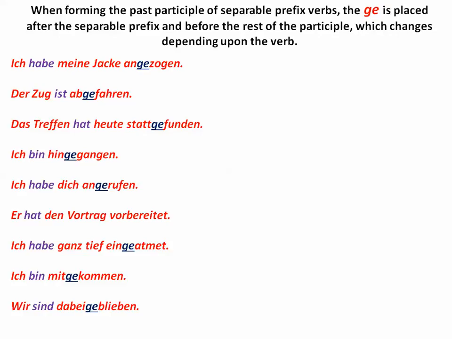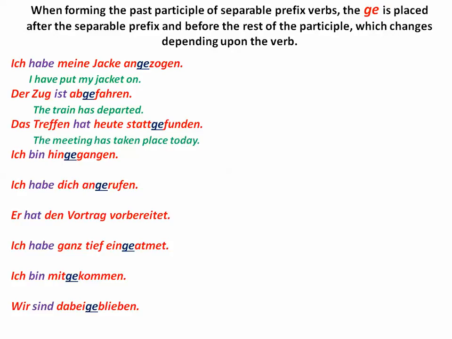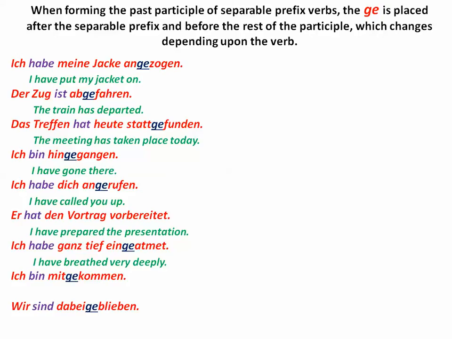Ich habe meine Jacke angezogen, so I put on my jacket. Der Zug ist abgefahren. Das Treffen hat heute stattgefunden. Ich bin hingegangen. Ich habe dich angerufen. Er hat den Vortrag vorbereitet. Ich habe ganz tief eingeatmet. Ich bin mitgekommen und wir sind dabei geblieben. So these are examples of the present perfect tense using separable prefix verbs.